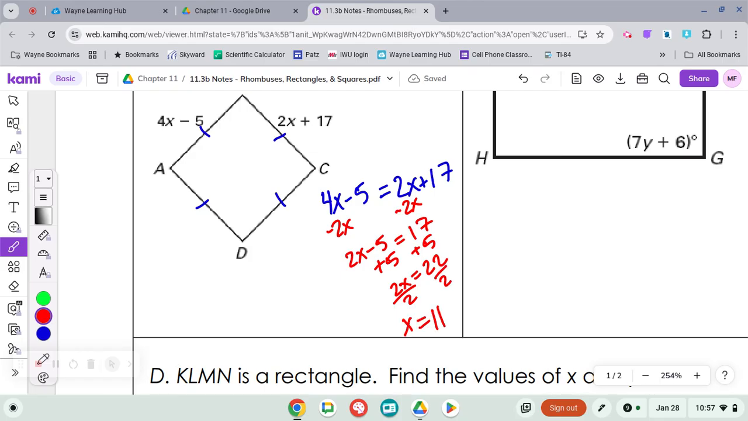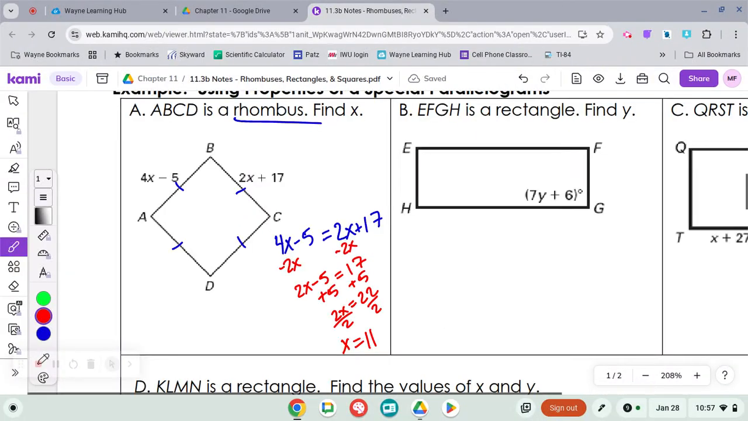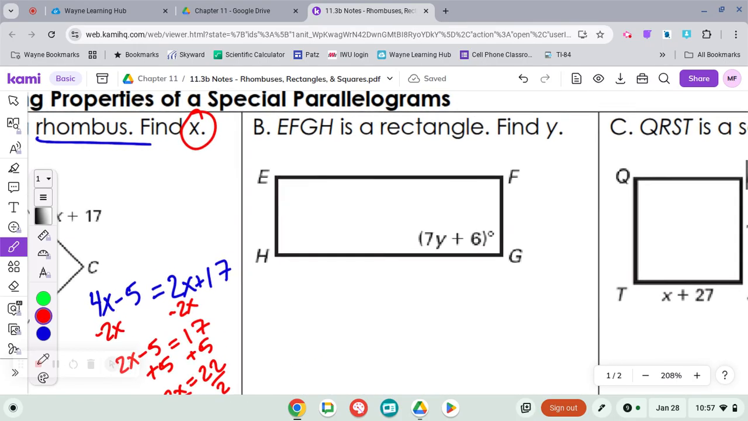Now the question is, do I need to plug it in? Well, on this particular problem, it asks for x. We know x, so we are done. If it had asked for the side length, or specifically like side BC or CD, then yes, you'd have to plug it in. But here we don't. Okay, our second question.